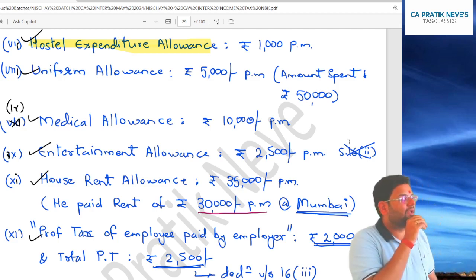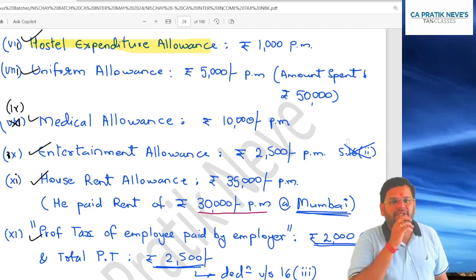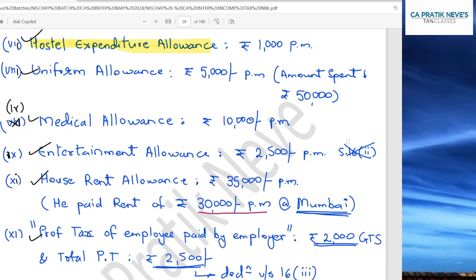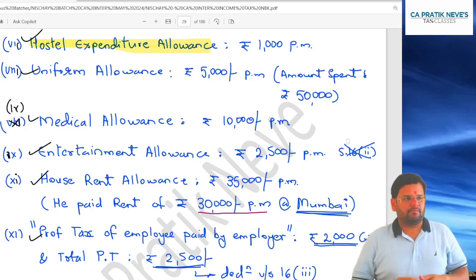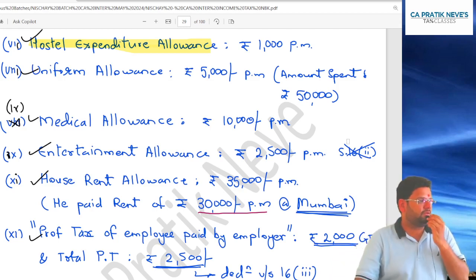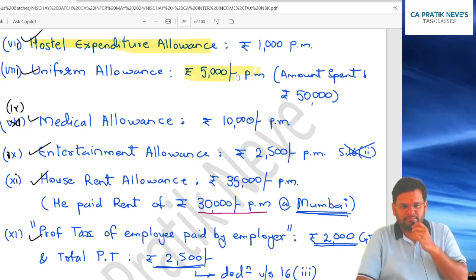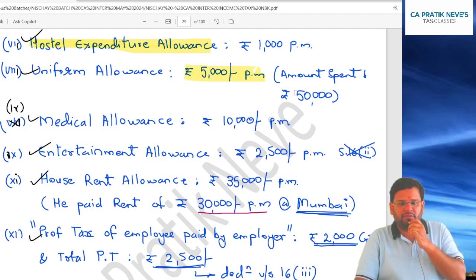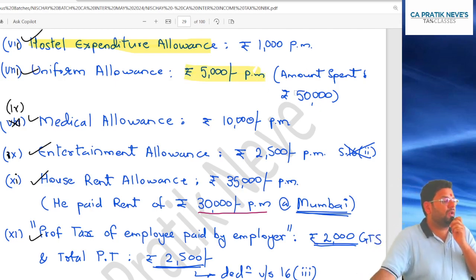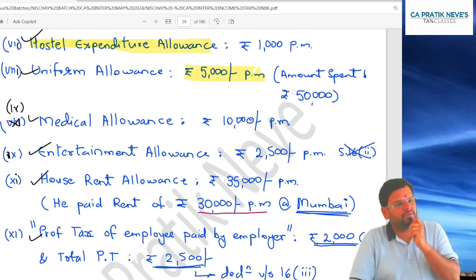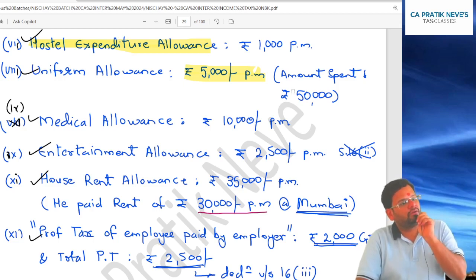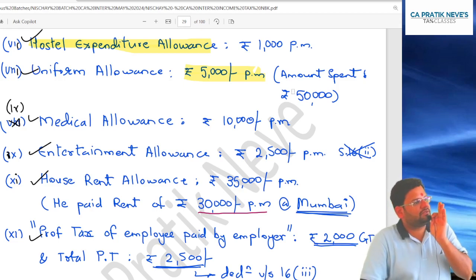Next, uniform allowance. What is nature of uniform allowance? You all know uniform allowance is a duty based allowance. It is exempt up to amount spent. So it is 5,000 per month and amount spent is 50,000 because 5,000 into 12 would be received. Exempt would be 50,000. Taxable will be 10,000 for all. All means if you are in 115 BAC or not.